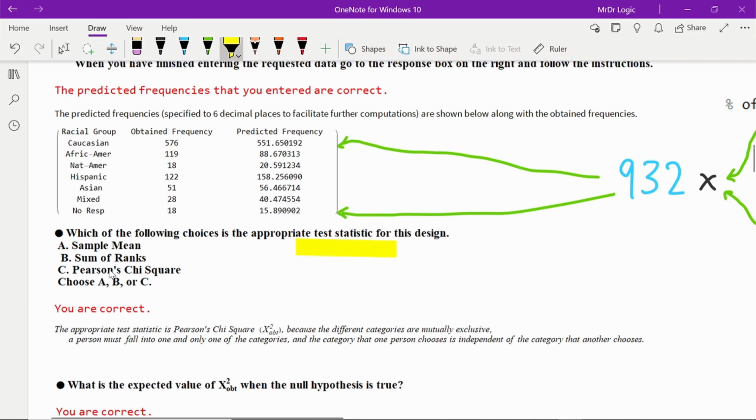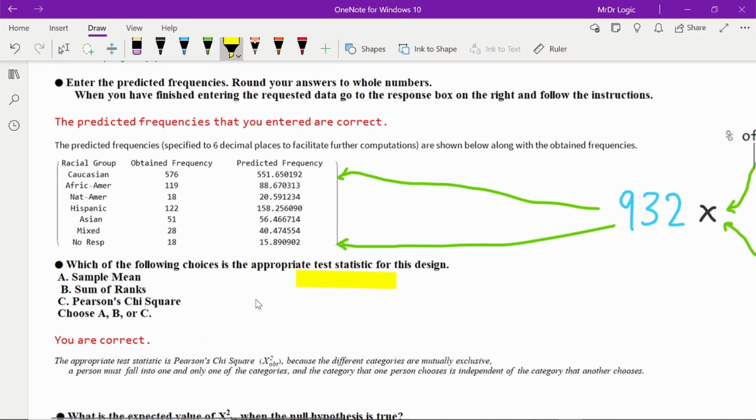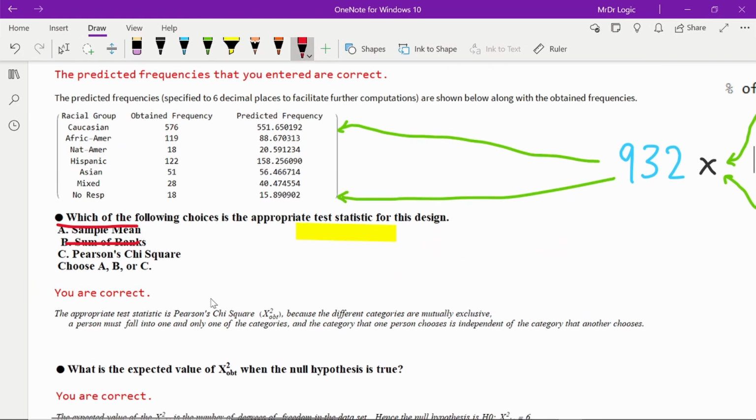And so for this one, it's not sample means, it's not sum of ranks, because that's not what we're looking for here. We're looking for this test statistic for this design. By process of elimination, we're not trying to look for any average here, and we're not trying to look for the sum of any ranks, because we did not calculate any ranks. So through process of elimination, it's percentage chi-square.